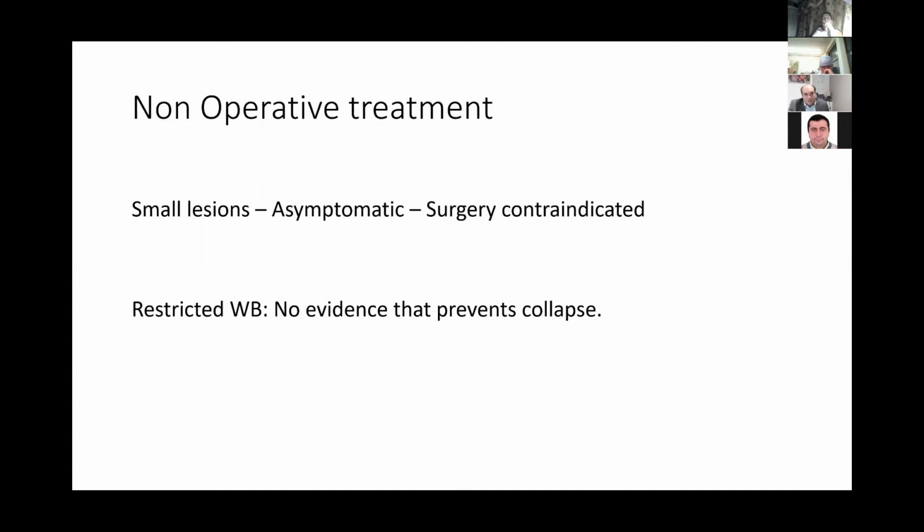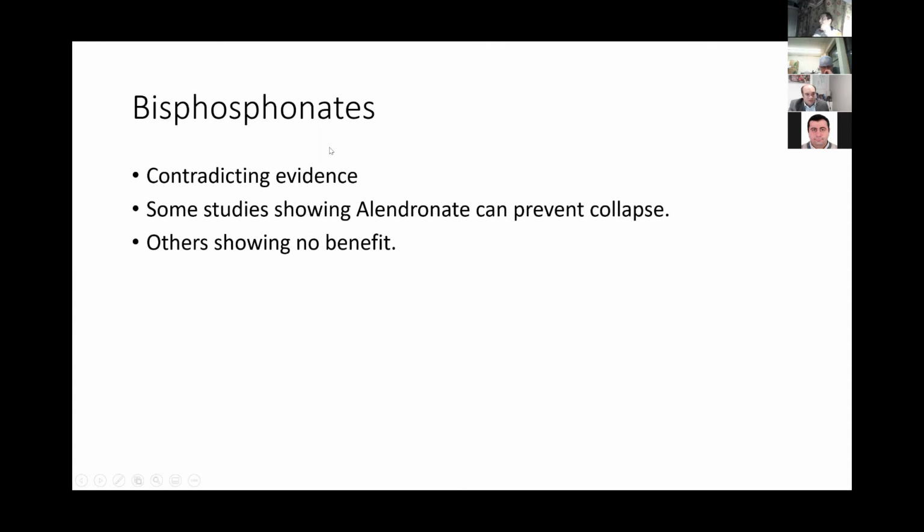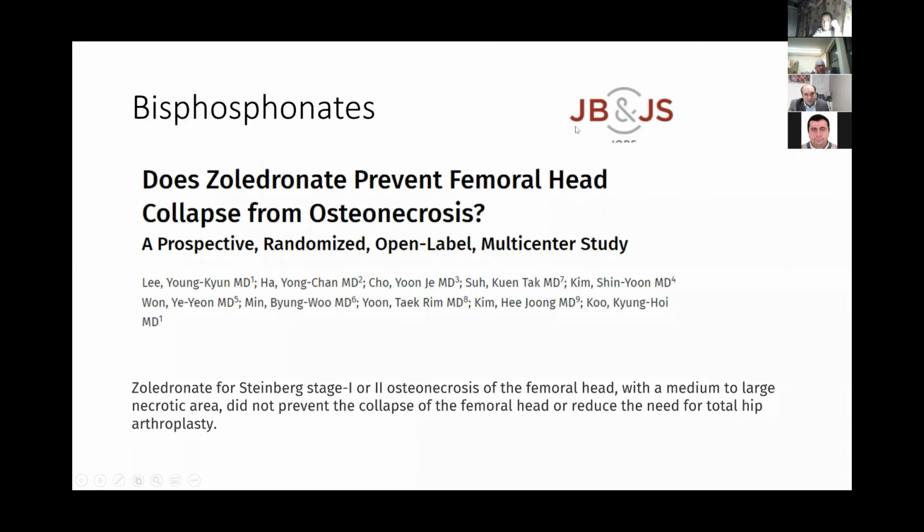As you can see, while we talk about this, in every one of these topics you'll find some evidence available for one thing and evidence that contradicts it on the other side, which makes it quite difficult. Bisphosphonates: there's been recently a lot of talk about bisphosphonates and their use, but again, contradicting evidence, some showing it can prevent collapse and others showing no benefit. Like this paper, for example, in the American JBJS, showing that they did not find any benefit of using zoledronate in stage 1 or stage 2 osteonecrosis.